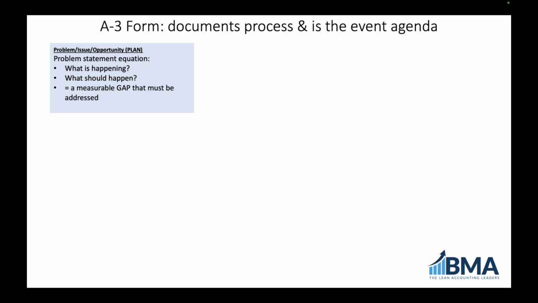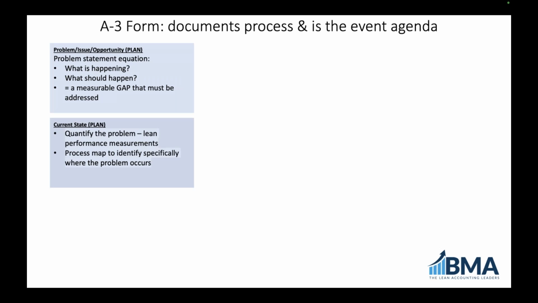The A3 form is an important tool. It documents the PDCA process for one continuous improvement event. So you have to have a problem statement. What's a good problem statement? What is happening? What should happen? What's the gap? Quantify the problem with lean performance measurements. Make the process visual. You have to understand the extent of the problem and exactly where the problem occurs in the process.